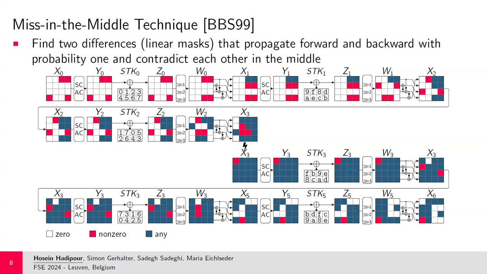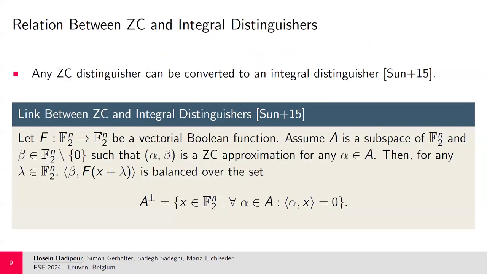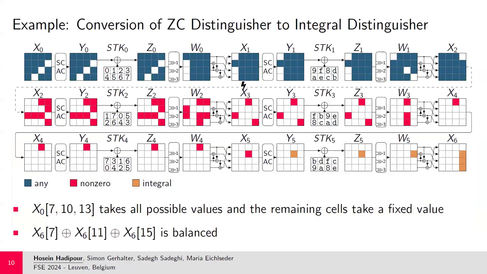But how can we find integral distinguishers? In Crypto 2015, a nice link between zero correlation and integral attack was uncovered. It essentially says any zero correlation distinguisher for binary field block ciphers can be converted to an integral distinguisher. I can explain how by a simple example. This shape represents a six-round zero correlation distinguisher for Skinny. You have this input activeness pattern and this output activeness pattern. Just invert the input activeness pattern.